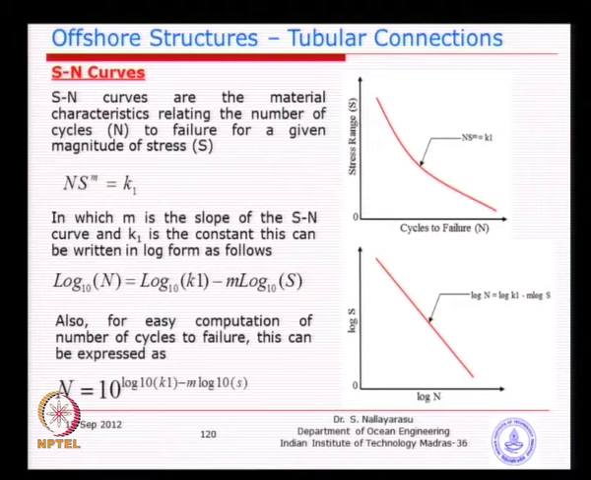So, you bring the stress range here and you know what the K1 value is for the particular type of joint and the slope is known. So, you can find out the number of cycles to failure. Once you know this, then the fatigue problem is resolved. So, basically a typical SN curve.